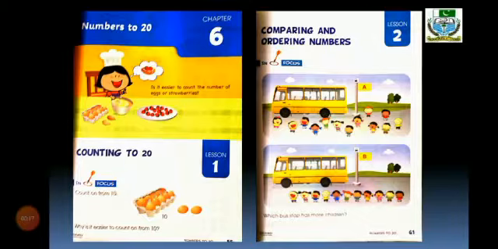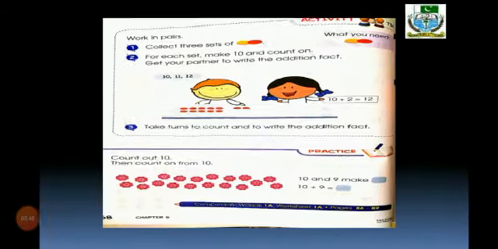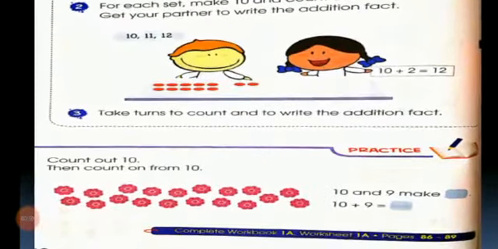So we are back with more interesting topics. Today we will start chapter number 6, numbers to 20. In this lesson, we will learn about numbers to 20, counting to 20, counting on from 10, comparing and ordering numbers, concepts of more and fewer, concepts of greater and smaller. So here we have to open our book at page number 58.